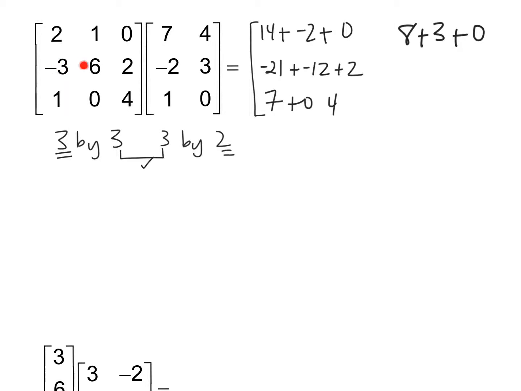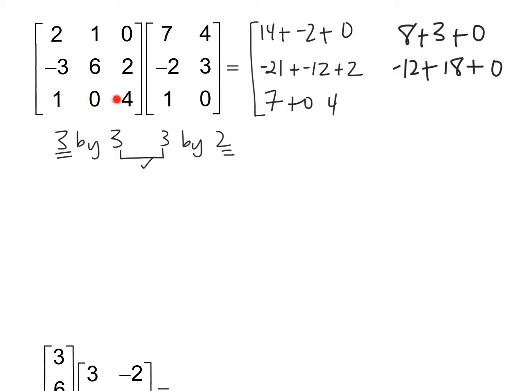Now I'm going across the middle, down the right. So I'm going to do negative 3 times 4 is negative 12. And I'm going to do 6 times 3, which is 18. And last but not least, 2 times 0 is 0. Now I just have one more to do.